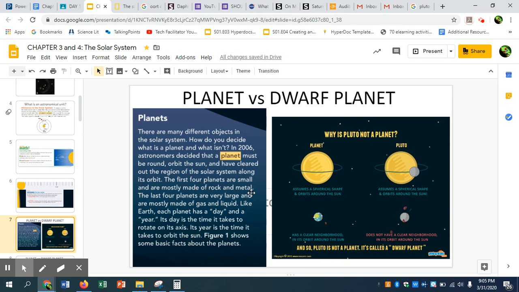All right. So it says a planet right here. Okay. Must be round, orbit the sun. So it has a regular orbit, as you can see here, going around the sun. And it must have cleared out the region of the solar system in its orbit of any debris. So if there's debris in the way, it's not considered an official planet. Okay. So you can see here Mercury, Venus, Earth, Mars, Jupiter, Saturn, Uranus, Neptune are all official planets.